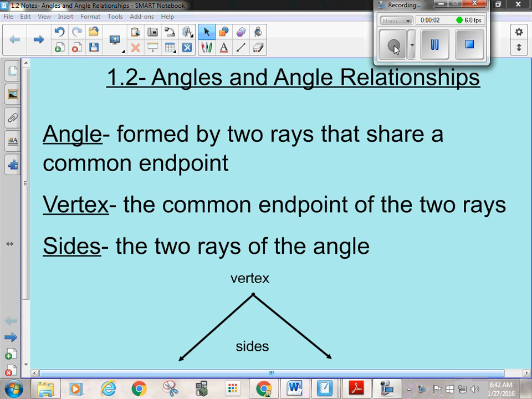Hey there, class. We're going to start section 2 today. It's going to be on angles and angle relationships.